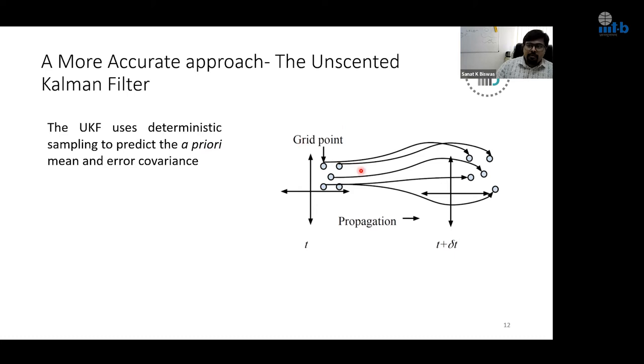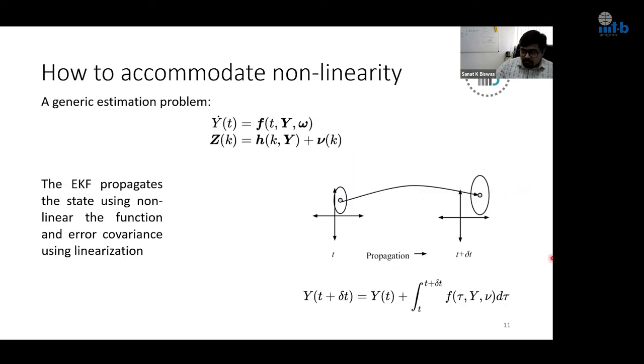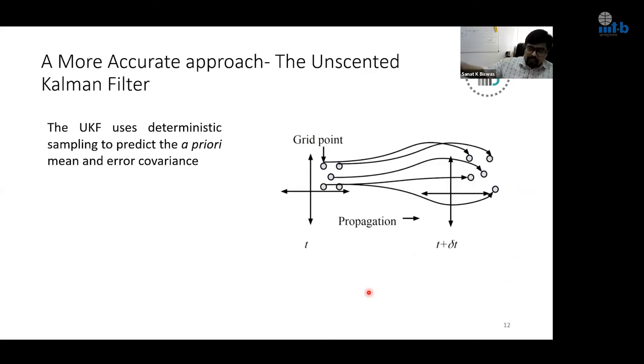It does some deterministic sampling, so it creates multiple state vectors at the previous time step, and you take each of them and propagate each of them to the next time step using this. Although here I am showing you the definite analytical form of the integral, computationally it is done numerically, right? So generally RK4 or some other more sophisticated numerical integration method can be used. Then you propagate each of them to the next time step.